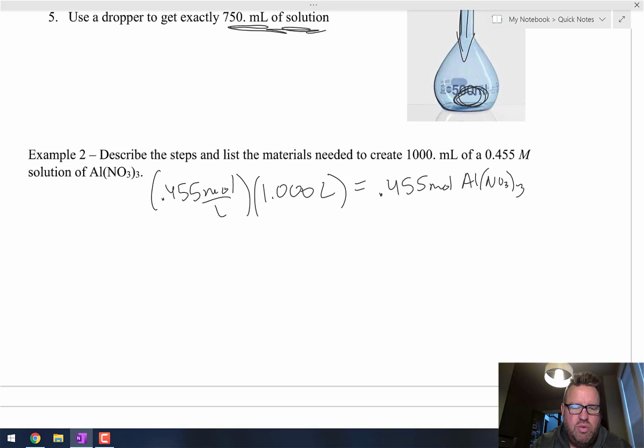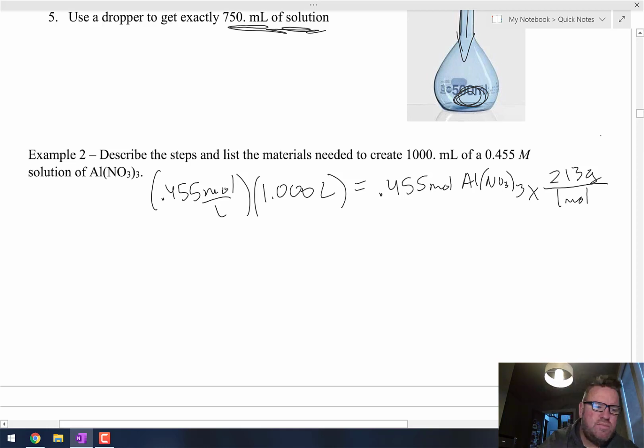And now we need to convert those moles to grams. So aluminum is 27, nitrogen is 14, there's 3 of them, that's 42. Oxygen is 16, and there's 9 of them, that's 144. That equals 213 grams per mole. So I can write 213 grams in 1 mole of AlNO33. Multiply that by 0.455, and I get 96.9 grams of AlNO33.